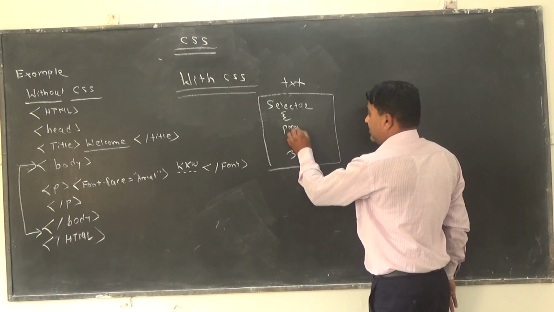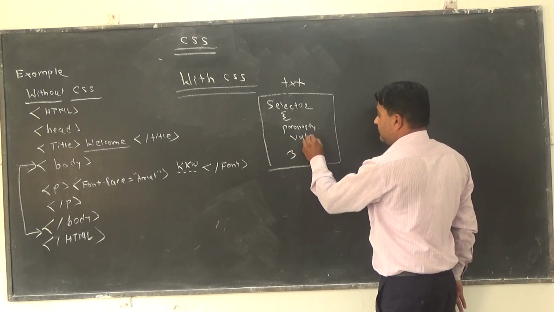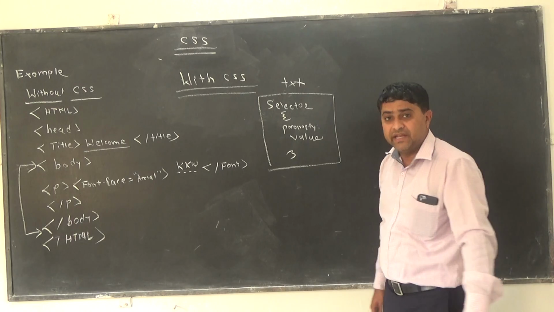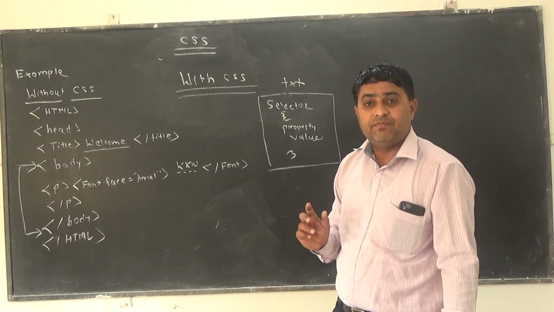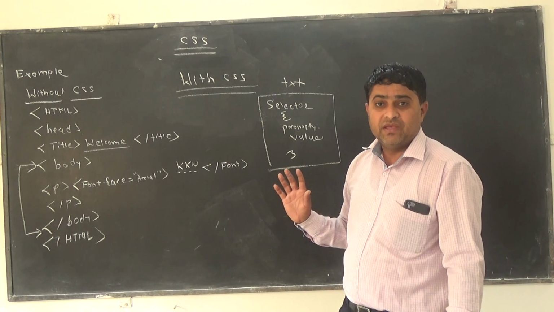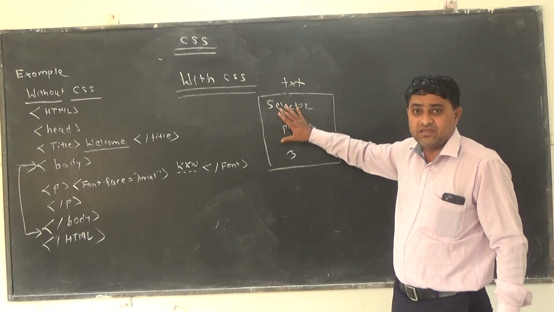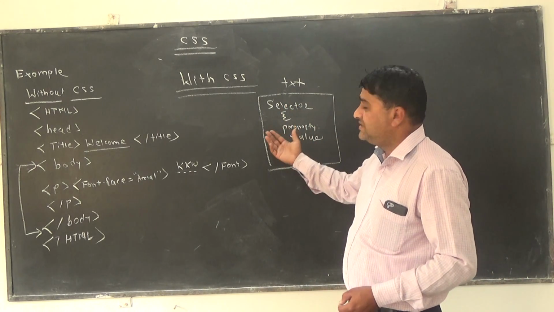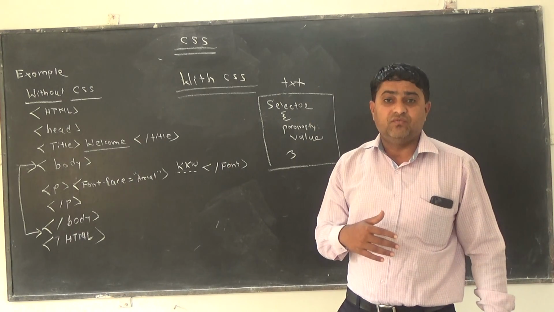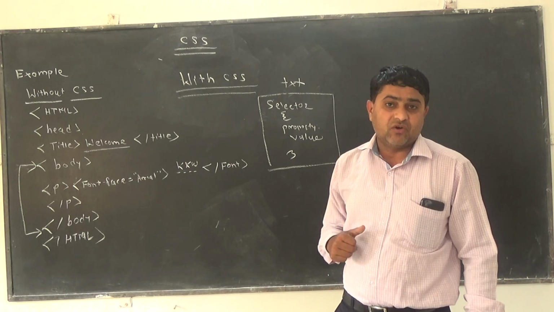Property, colon, value that apply to the selector. With CSS means that we create a CSS file in a separate way and define the separate definition for that CSS. Also, we can apply the CSS file in the HTML document, meaning we include the style in the HTML document also.